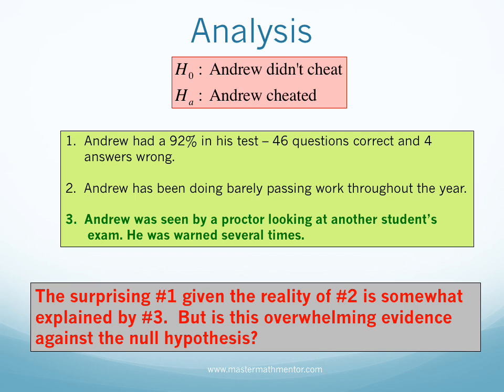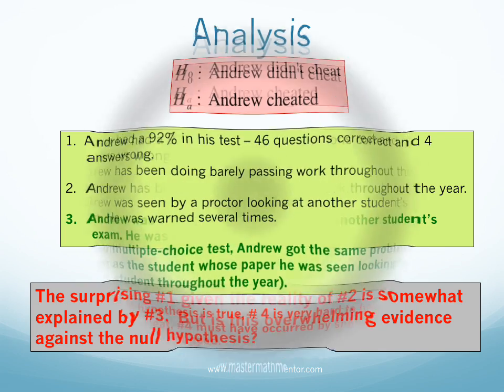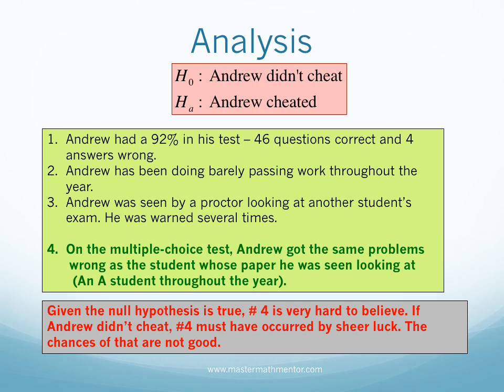Still, the teacher didn't see him do it. It was a proctor. It is what is called hearsay evidence. And how do we know that he was actually looking at the paper and not just stretching? Are the three statements taken together enough to overturn the null hypothesis? Now we add number 4.